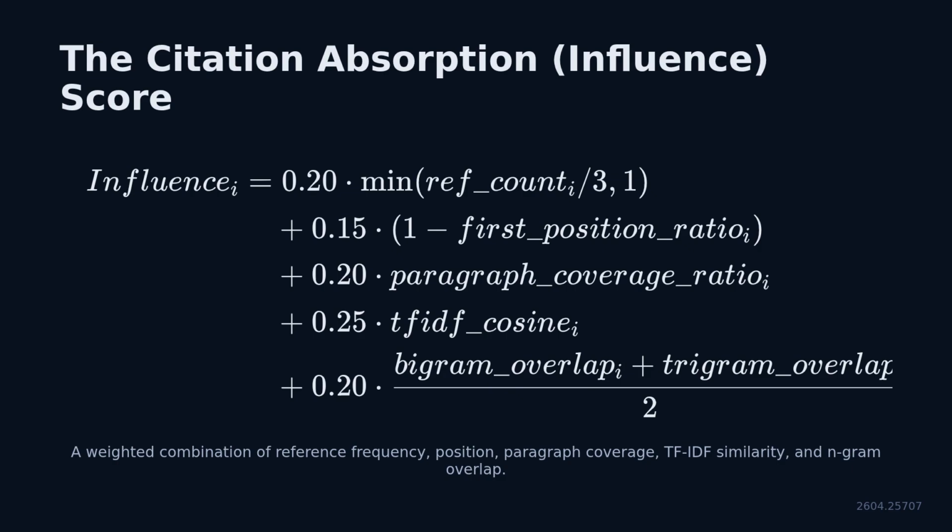Absorption is measured by an influence score, shown here. It rewards a source for being referenced multiple times, appearing early in the answer, covering more paragraphs, having high TF-IDF similarity to the answer text, and strong n-gram overlap. Each component gets a weighted contribution. This score is an observational proxy, not a direct window into the model's internals, but it connects visible page content to visible anchor text in a principled, reproducible way.